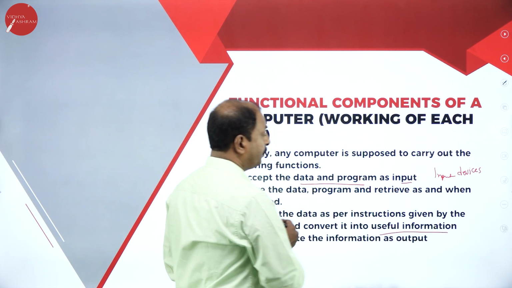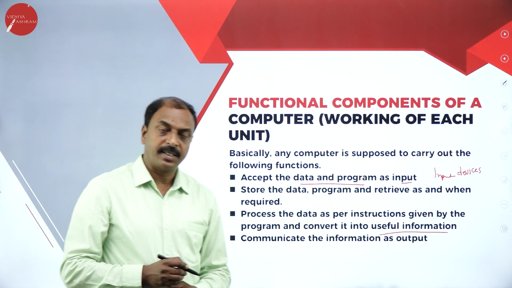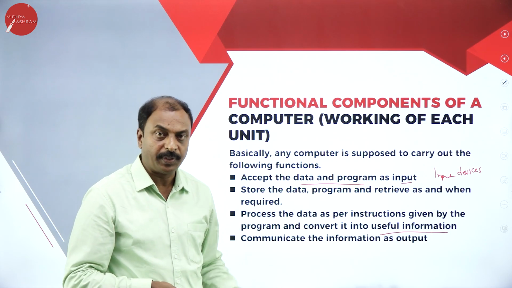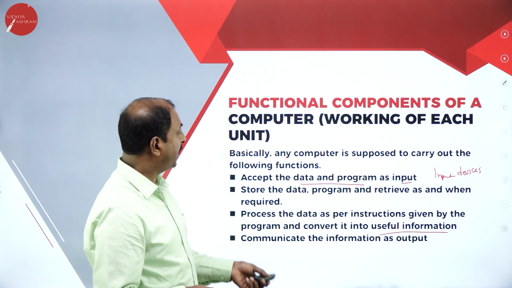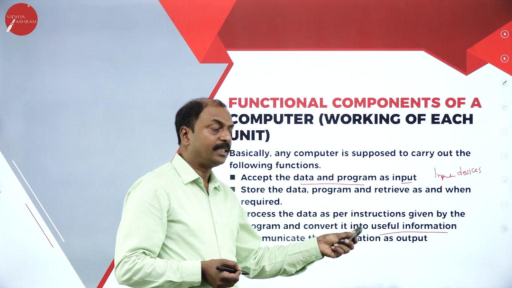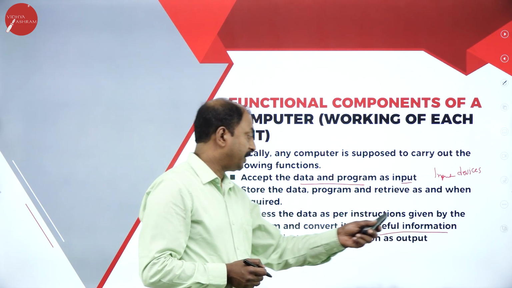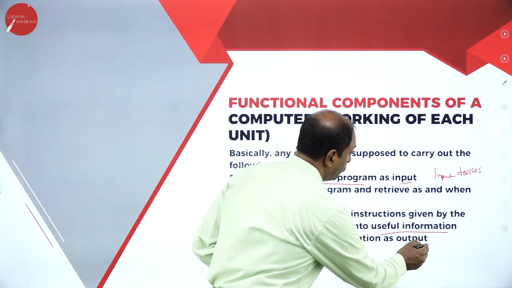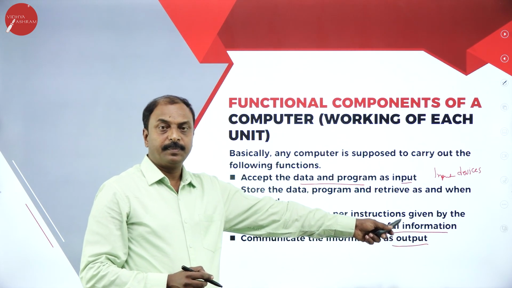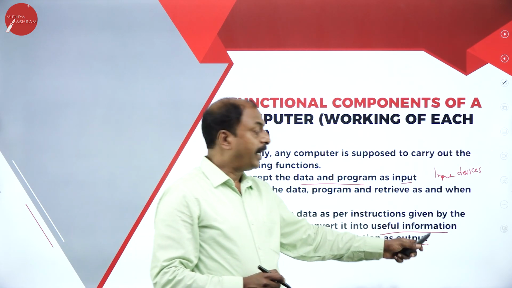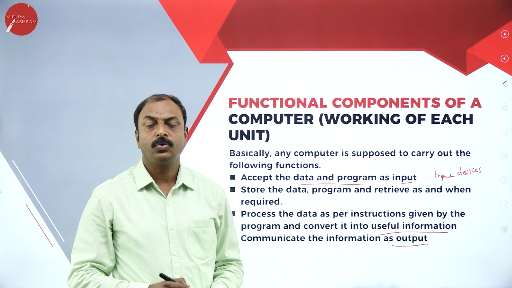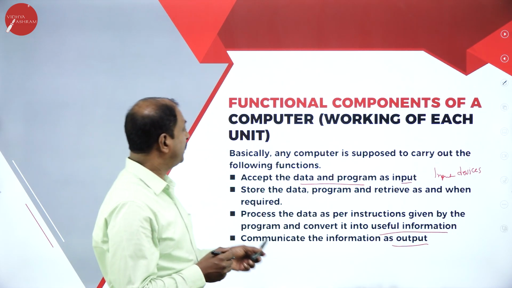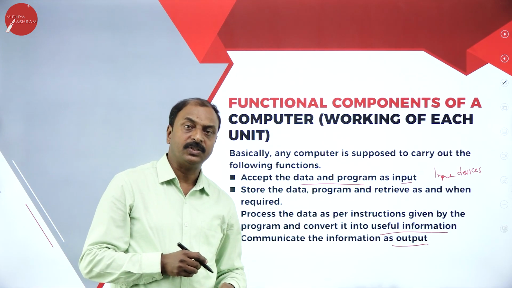Now, it processes the data as per the instructions given by the program and converts it into useful information. So, this is important. Once the data is given, the computer processes the data with the help of instructions given to it in the form of programs. Then it gives us the result, or useful information. Now, this communicates the information as output. So, the result is nothing but information, or output, and it goes to the user through output devices like monitor and printer.